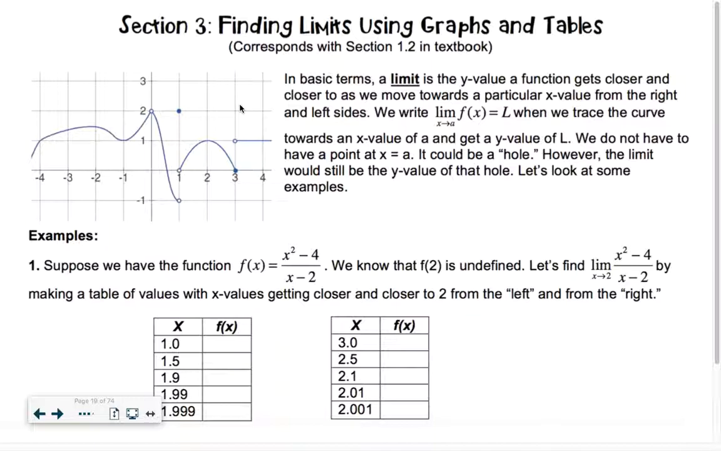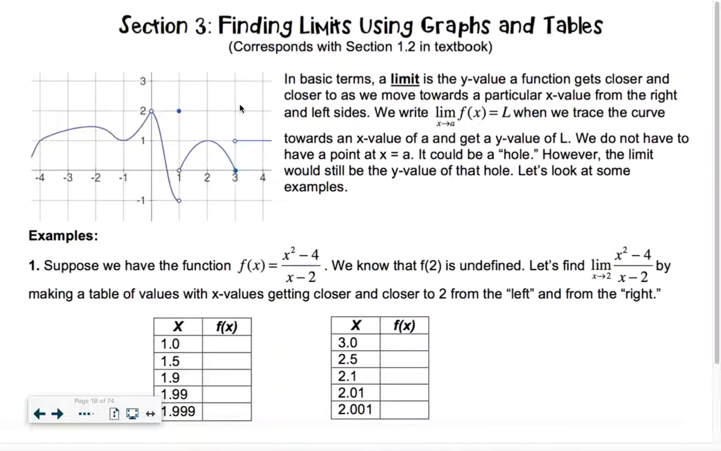Okay, sometimes that y value isn't even there. It's getting closer and closer to like 3, but then at 3, maybe the y value has an open circle. Right, does that make sense? So it doesn't have to exist. There doesn't have to be a point there. But our limit is the y value that we're getting closer and closer to, okay?